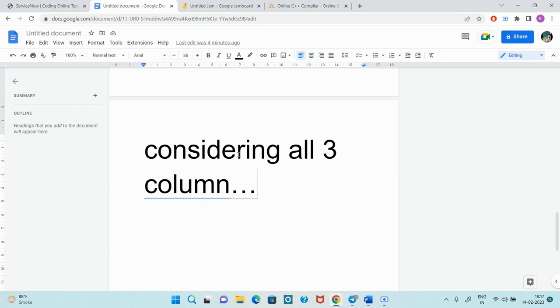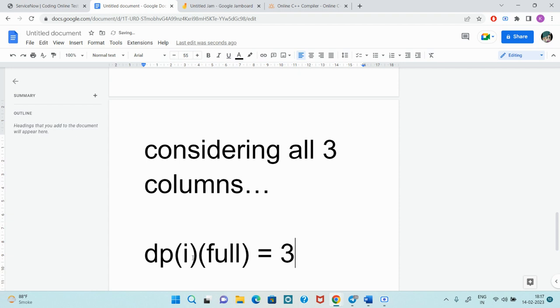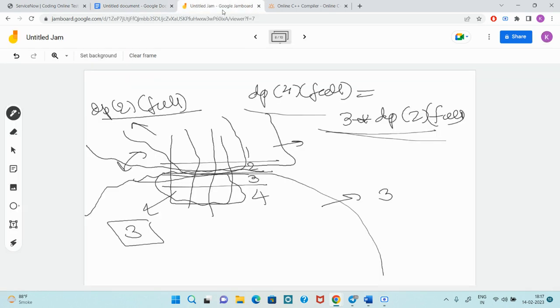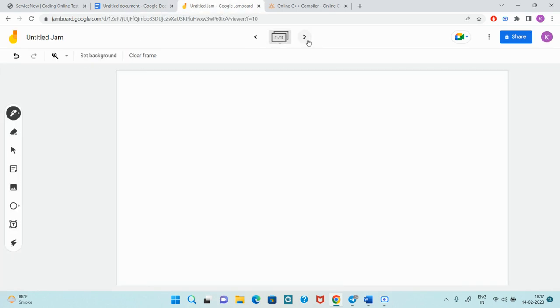So let's write it somewhere. dp of I of full is 3 into dp of I minus 2 and full. Okay, this thing is really nice. Yes, but we missed one condition. Okay, we tried all these states, really nice. I like it.